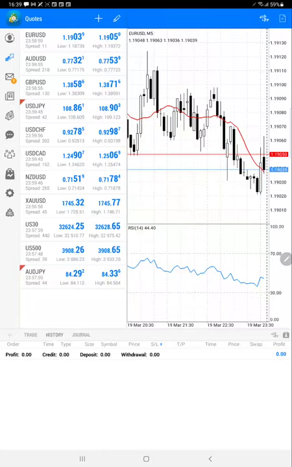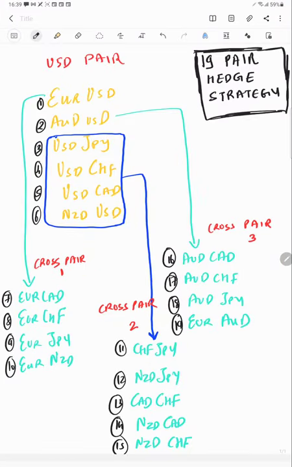Today we are going to reveal the new strategy. The account is old, around 15 months, and if you stay tuned till the end of the video, you are getting this wonderful 19 pair hedge strategy. We are going to explain it, and how many trades we have placed in 15 months.